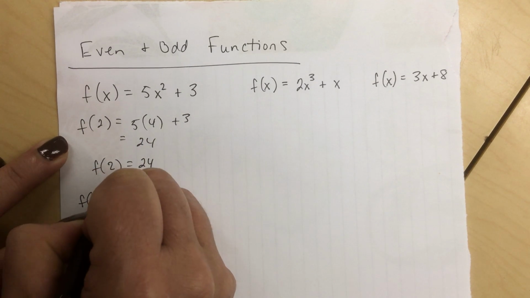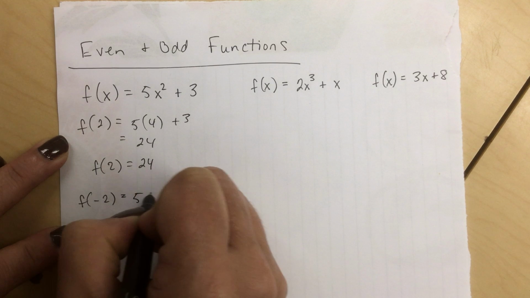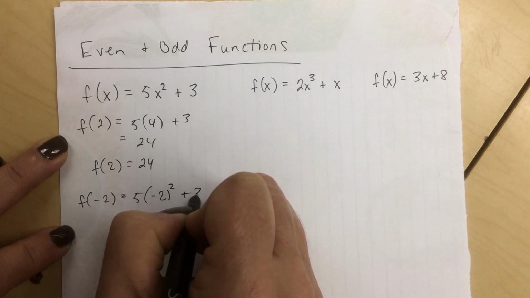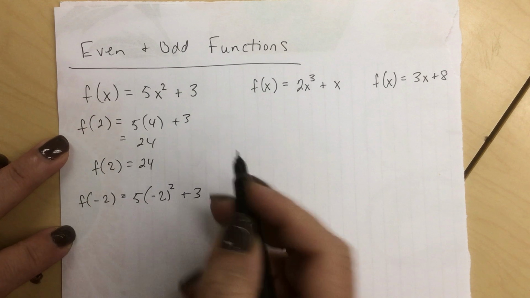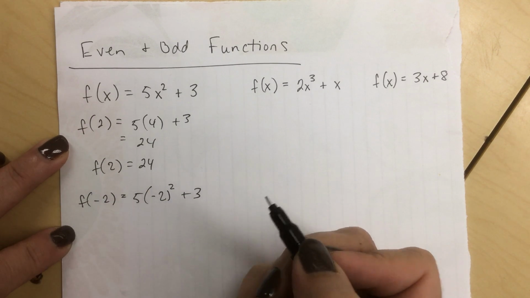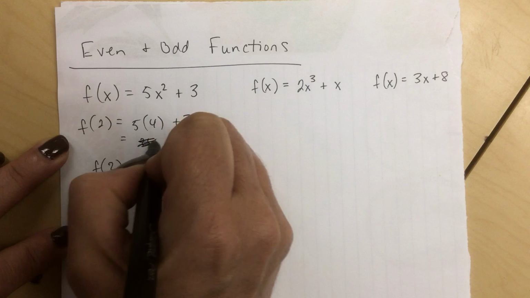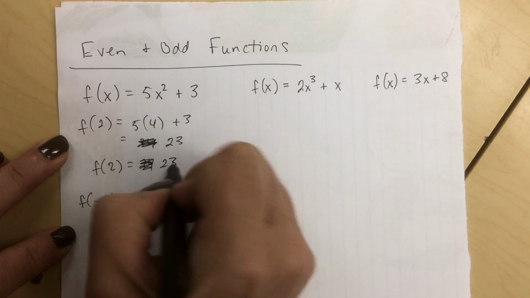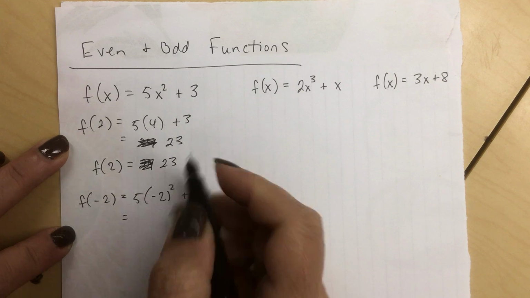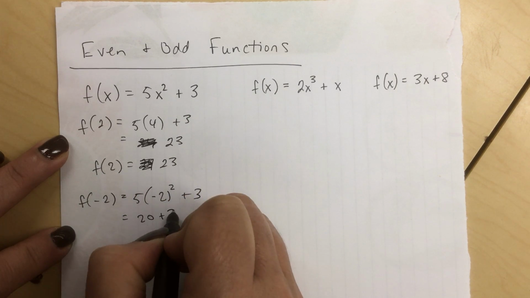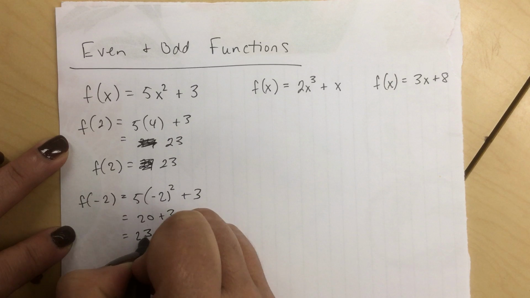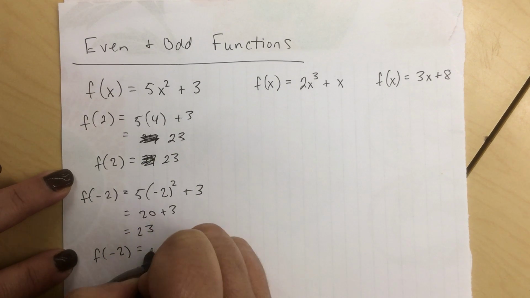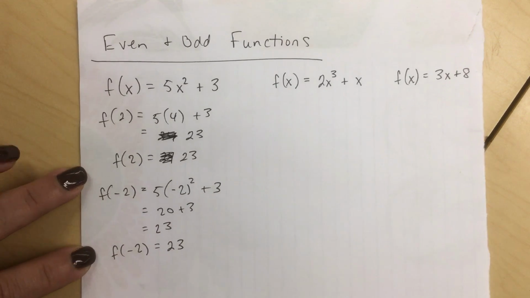If I do f of negative 2, that's still 5 times 4 because it's negative 2 squared. So 5 times 4 is 20. Apparently I can't add. So 20 plus 3 is 23. Let's try that. Okay, so 5 times 4 is 20, again plus 3 is 23. So f of negative 2 is equal to 23.